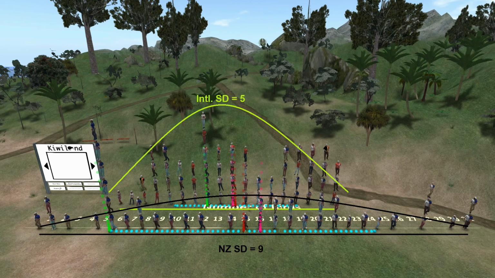We might also want to compare to other groups, as we did here, comparing the New Zealanders to the international visitors. Other common examples of looking for differences between groups are things like men versus women, or younger people versus older people, or things like that.